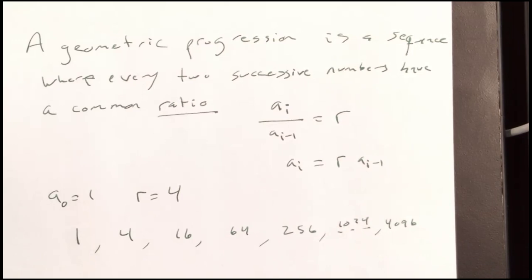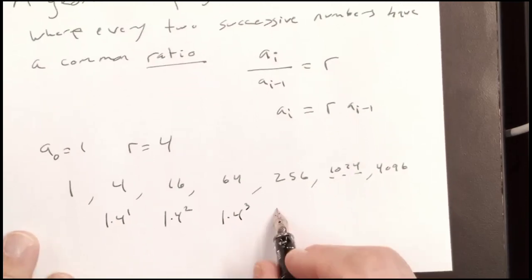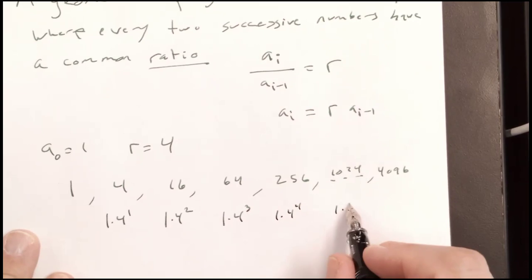What's the shorthand for repeatedly multiplying in algebra? Exponents. So I can think of this as 1 times 4 to the first, and this is 1 times 4 times 4, that's 4 squared, 1 times 4 cubed, 1 times 4 to the fourth, 1 times 4 to the fifth.